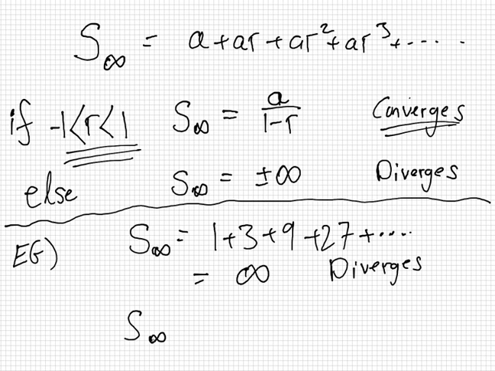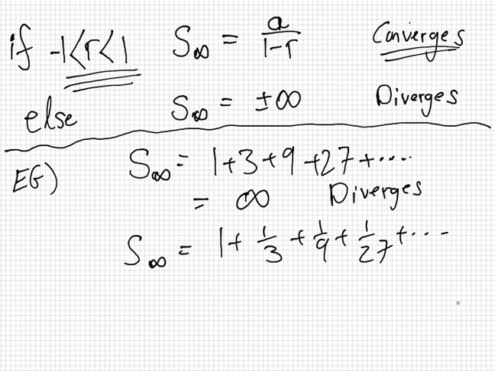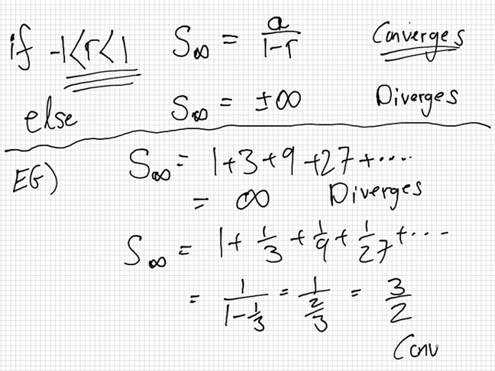Now what about this one? I want everybody to try this one for me. Calculate it please. What did you get? No, this will converge because the r is, what's the r here? 1 over 3. So it will converge because the r is 1 over 3. This will be 1 over 1 minus 1 over 3, which is 1 over 2 over 3, which is 3 over 2. So this one here converges.